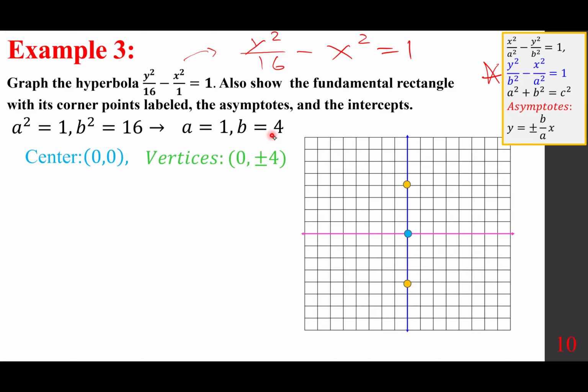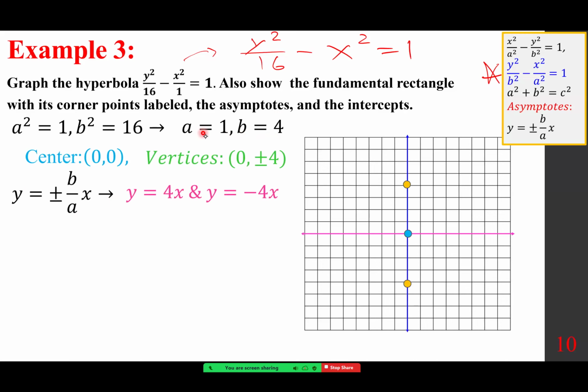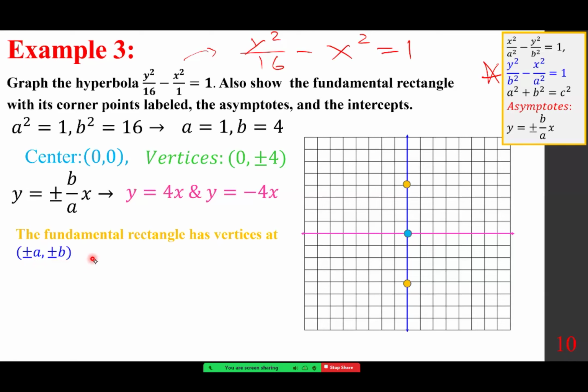And again, as I mentioned, I like to keep the b squared under y squared, and a squared under x squared. That's not how they do it in many texts, so just understand the concept. When I keep it in this format, this formula doesn't change: plus or minus b over a x, which is 4 over 1, so plus or minus 4x. You can graph those. One point for both of them would be 0, 0, and for example, if you choose x equals 1, y becomes 4. The fundamental rectangle again has the same corners, plus or minus a, plus or minus b.